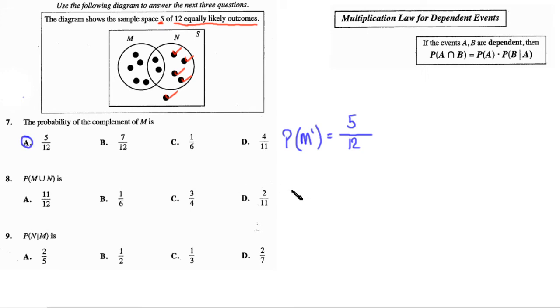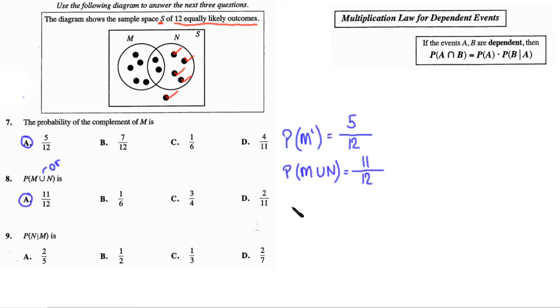In question 8, now they're asking us for the probability of M union N. Remember that union means or. So the outcome can either be in set M or in set N or in both. It basically means all of the outcomes within these two sets. So the total number of favorable outcomes is 11 divided by the total number of outcomes, which is 12. So the correct answer is A.